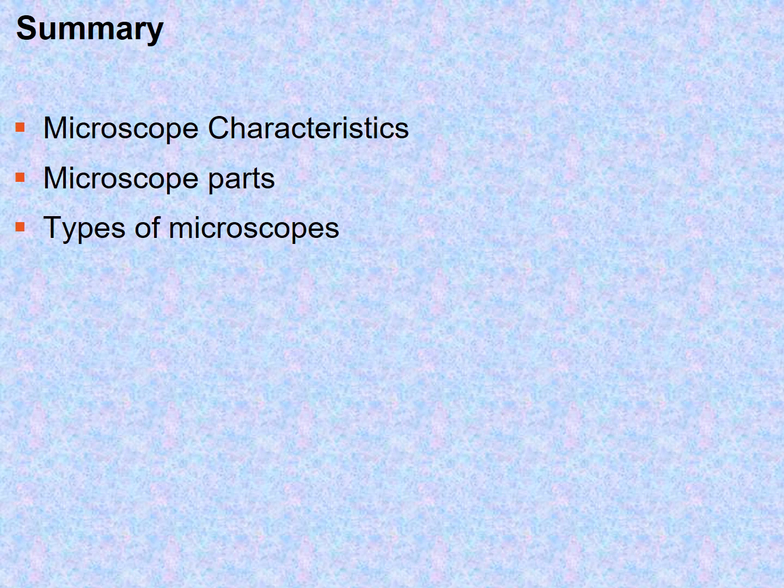Okay, in summary, I talked about the characteristics of a microscope, the three important parameters, the microscope parts and what their general functions are, and also all the different types of microscopes. Now I'm going to do a sample calculation in a separate file, so look out for that.